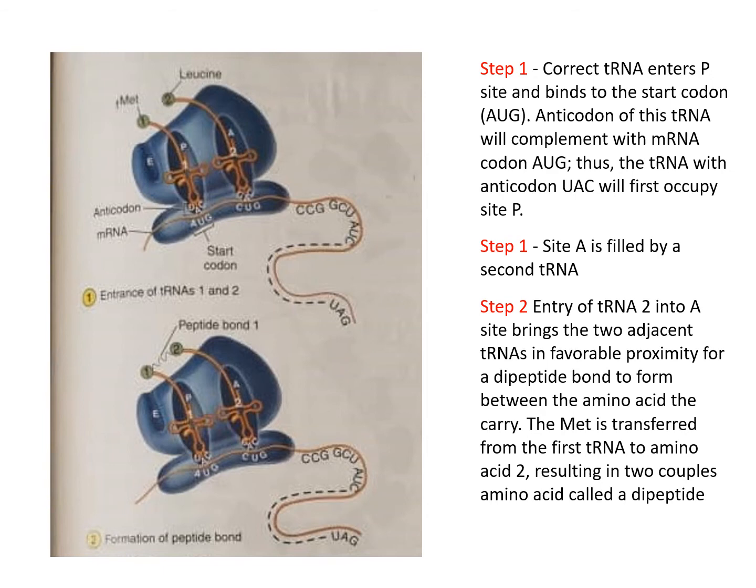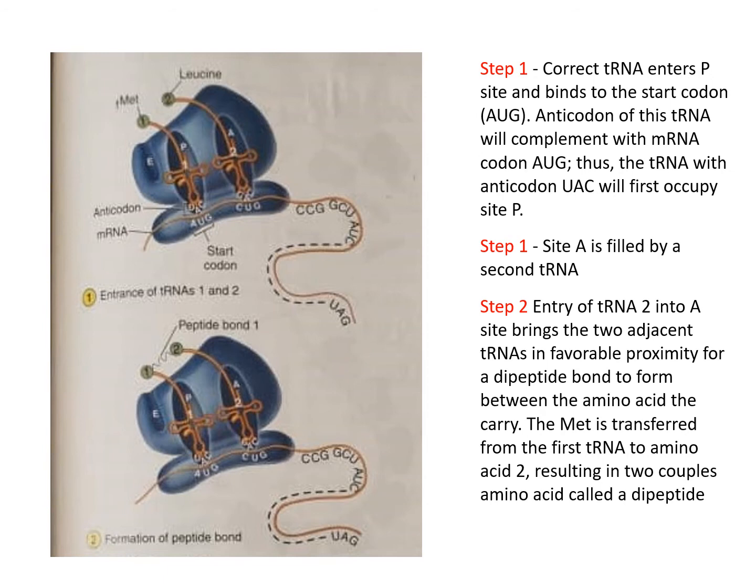It is important to know that the rules of pairing dictate that the anticodon of this tRNA will complement the mRNA codon AUG. Thus the tRNA with anticodon UAC will first occupy the P site. And then the next step is whereby the second tRNA reads the second codon, CUG. The second tRNA will fill site A.